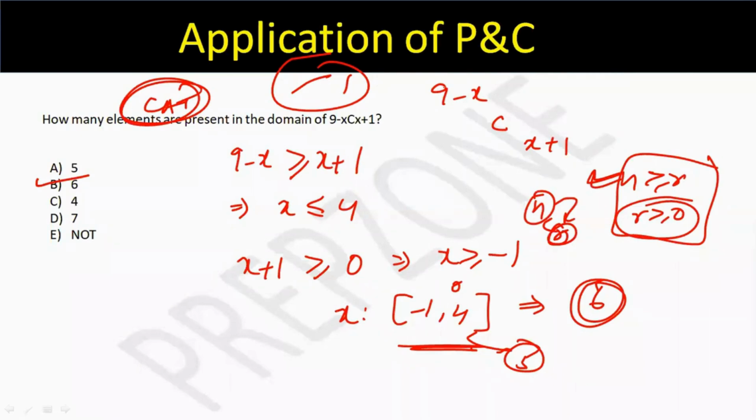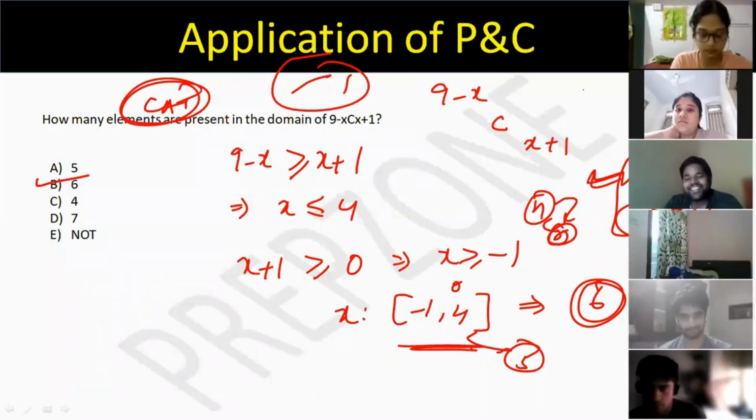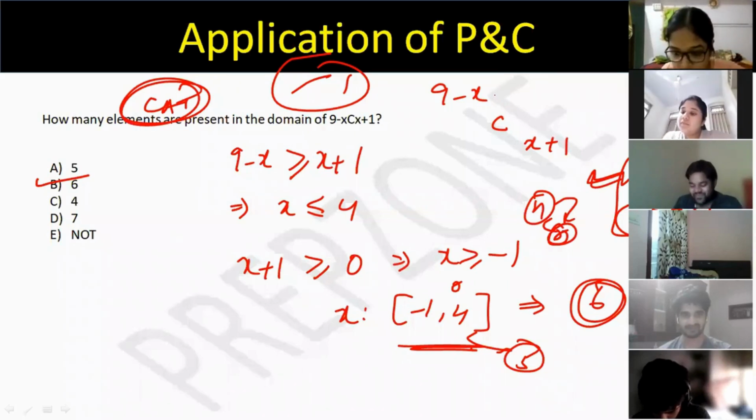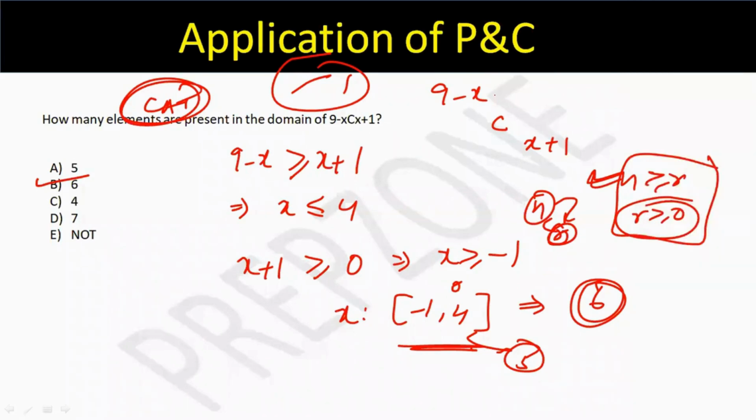Pawan, you're still saying A. Come on. From -1 to 4 there are 6 values. Take 10 seconds more, but answer it correctly. Okay? Everyone clear with this? It was a very classy problem that you would potentially see.